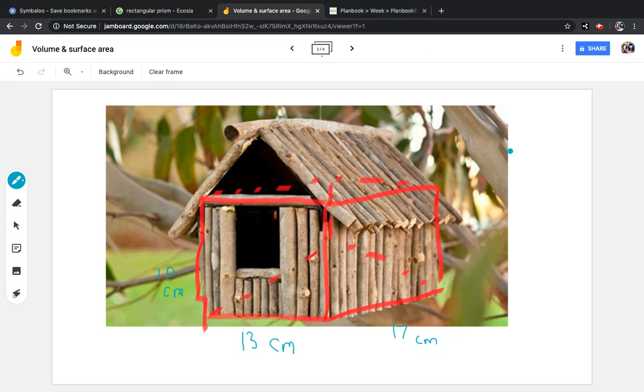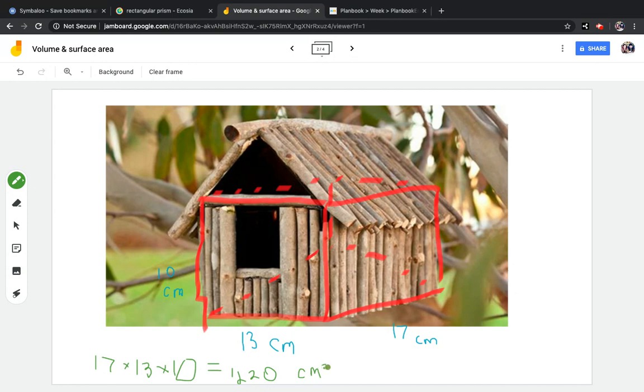So I would take 17 times 13 times 10. And I would get like 1,220 or something like that. I'm just going to write a random number. You guys actually have to solve, but okay. Just take those three numbers times each other and then make sure you label it as centimeters squared.